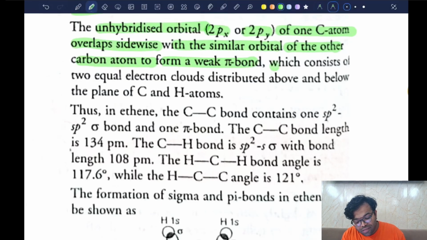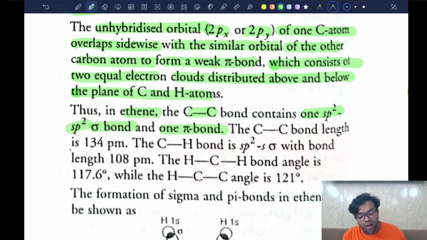Thus, the pi bond consists of two equal electron clouds distributed above and below the carbon and the hydrogen atoms. Thus, in ethene, the carbon-carbon bond contains one sp2-sp2 sigma bond and one pi bond. The carbon-carbon bond length is 134.